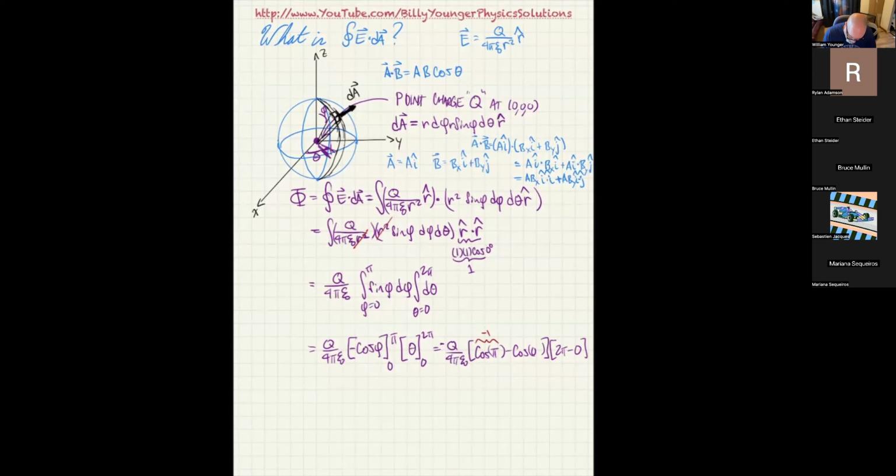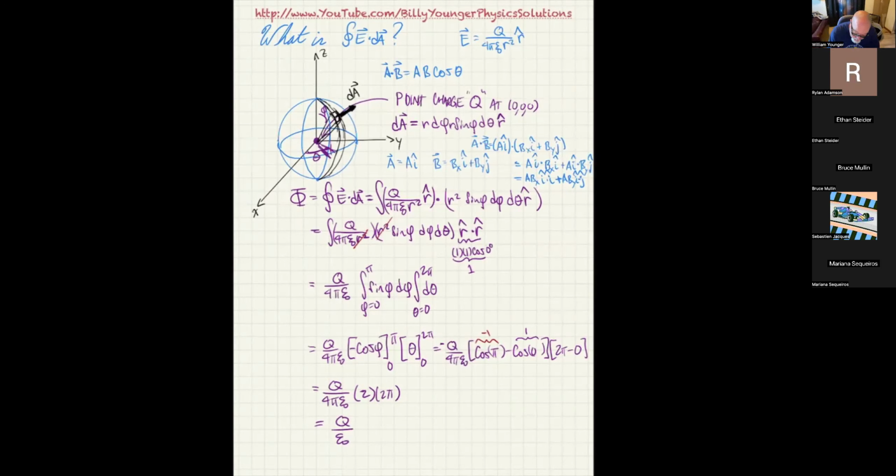So ultimately, all I get is q over 4 pi epsilon naught times, in this case, oh, and this is -1 minus -1. This is +1, so -1 minus 1. So that gives me a 2 because I've already canceled out the negative sign with it. And then this gives me a 2 pi from the second integral. So ultimately, the result is just q over epsilon naught. And that's what I'm shooting for.